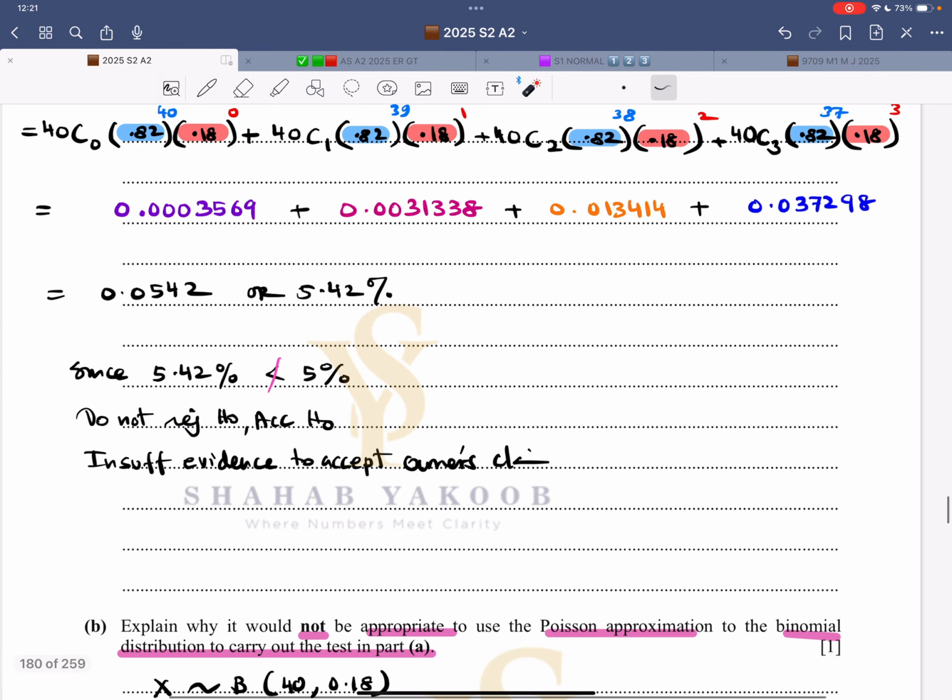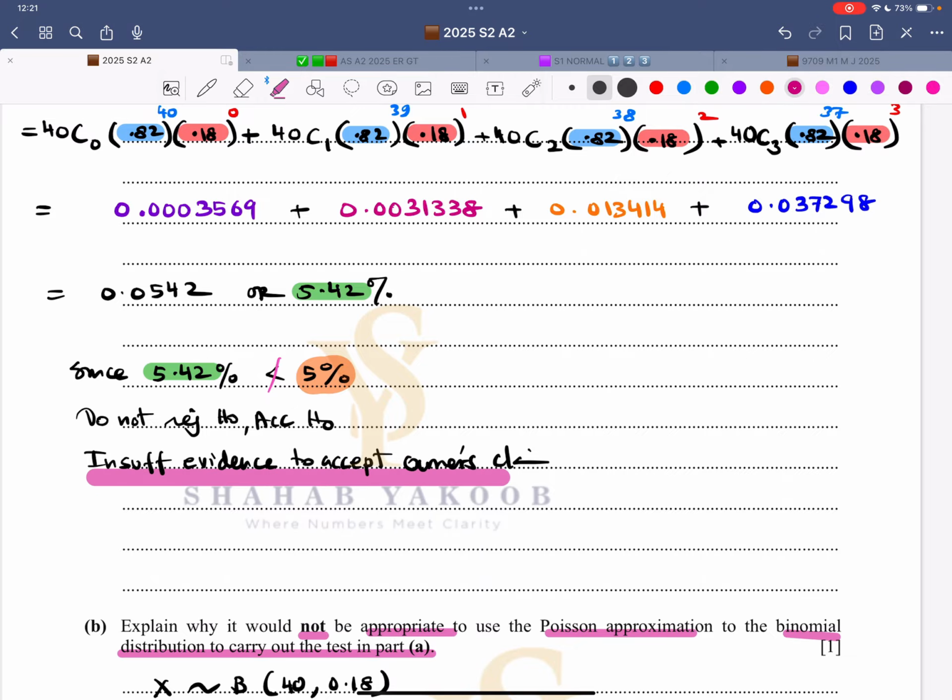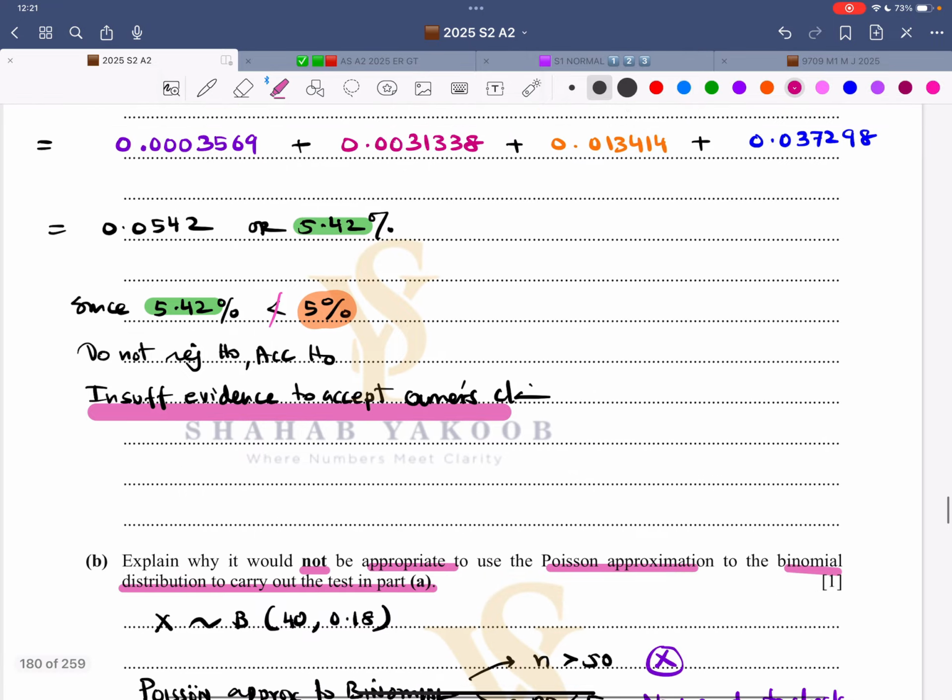So why am I converting it into percentage? Because we have to compare this value over here with this significance level that is over here. If it's lesser, we will reject H naught. Since it's not lesser, do not reject H naught, accept H naught, and the examiner will be giving you marks on this thing. Insufficient evidence to accept owner's claim.